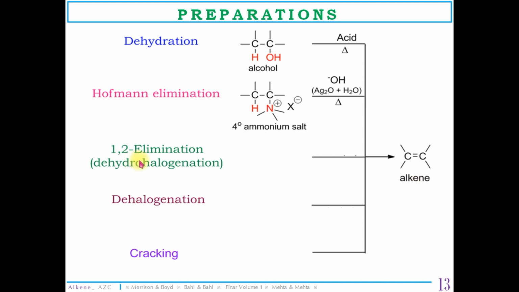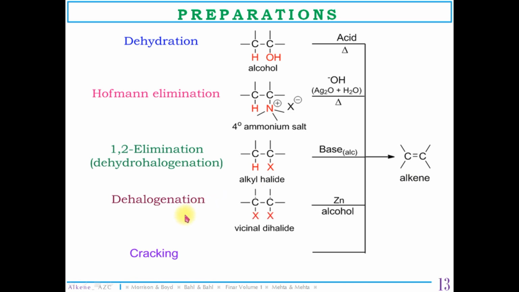The third reaction is an elimination reaction, also called dehydrohalogenation, where an alkyl halide in the presence of an alcoholic base gives alkene. The next reaction is dehalogenation, where a vicinal dihalide reacted with zinc in alcohol gives alkene. The last one is cracking, where cracking of alkane also gives alkene as a product.